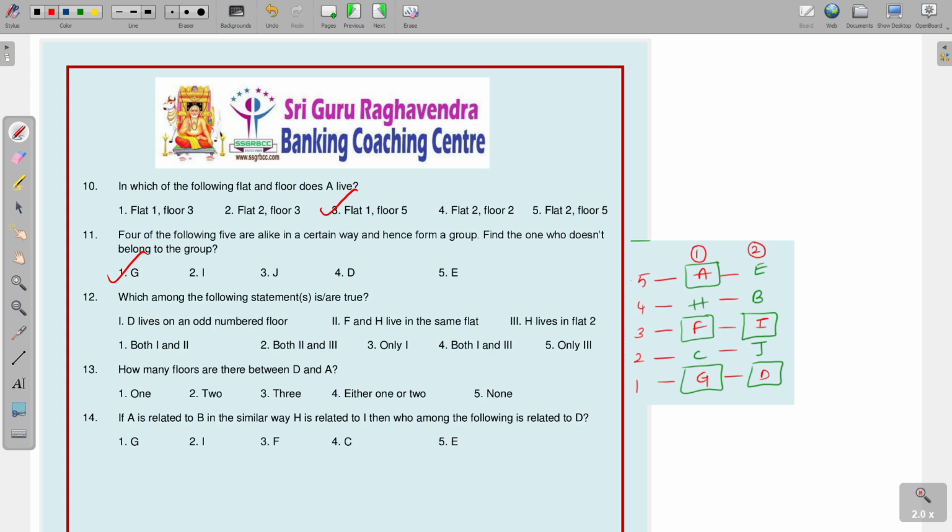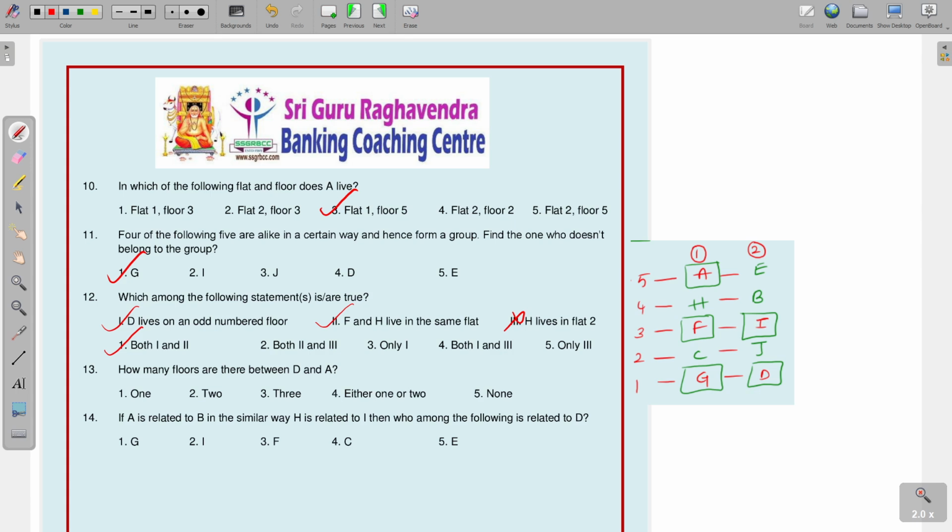Which among the following statements is true? D lives on an odd numbered floor. Odd numbered floor, so it is correct. And next, F and H live in the same flat. So F and H are both living in the same flat. H lives in flat 2, so it is not correct. Only 1 and 2 are correct.